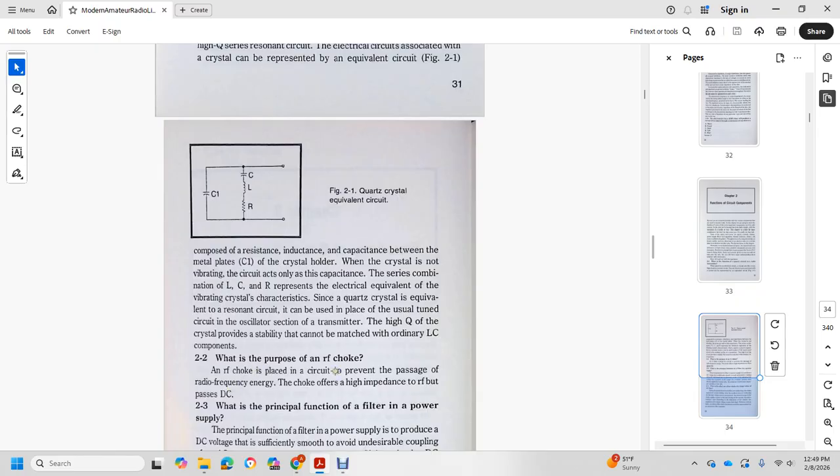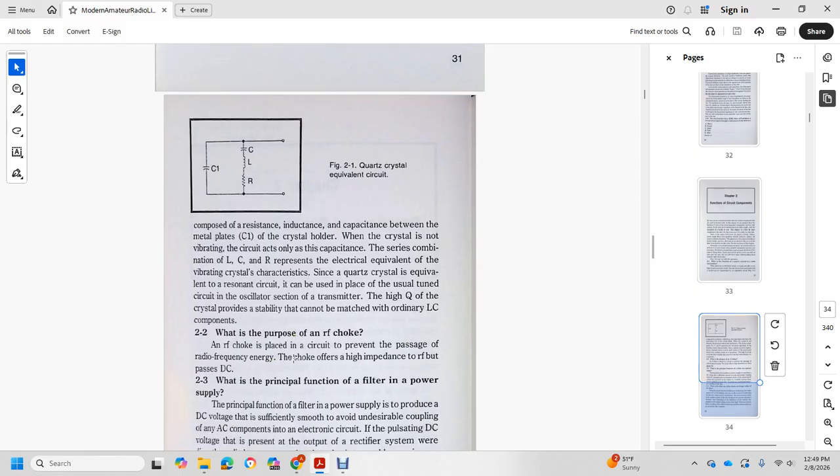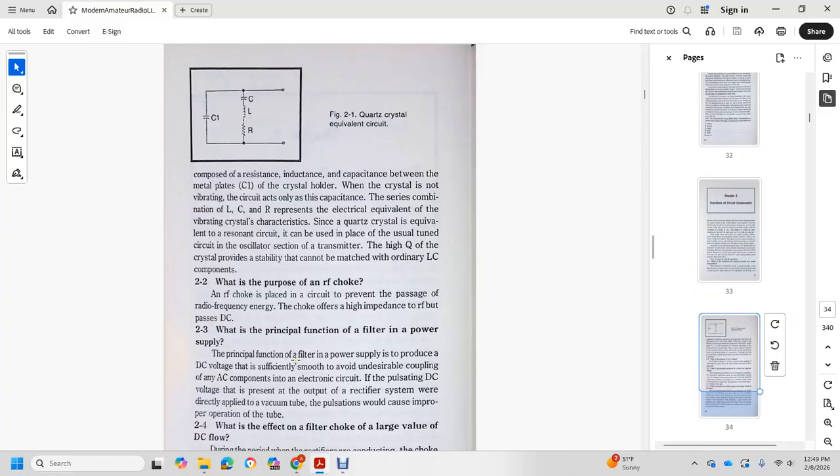2-2. What is the purpose of an RF choke? The RF choke is placed in a circuit to prevent passage of radio frequency energy. A choke offers a high impedance to radio frequency but passes DC. 2-3. What is the principal function of a filter in a power supply?